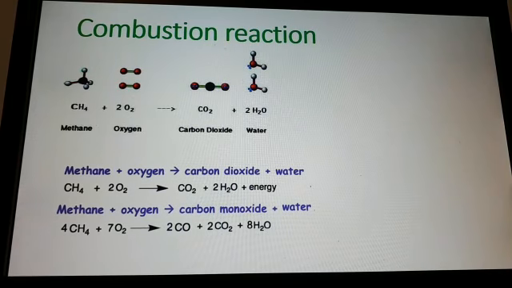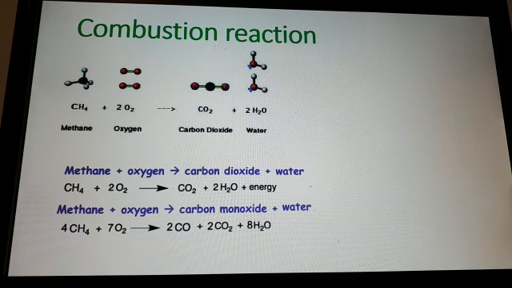Now combustion reaction. Here it is, the methane or alkane reacts with oxygen forming carbon dioxide and water. Here it is the combustion reaction. The reactants are alkane and oxygen. Alkane, the methane, reacts with oxygen forming carbon dioxide and water. And if there is a sufficient amount of oxygen, it undergoes complete combustion.